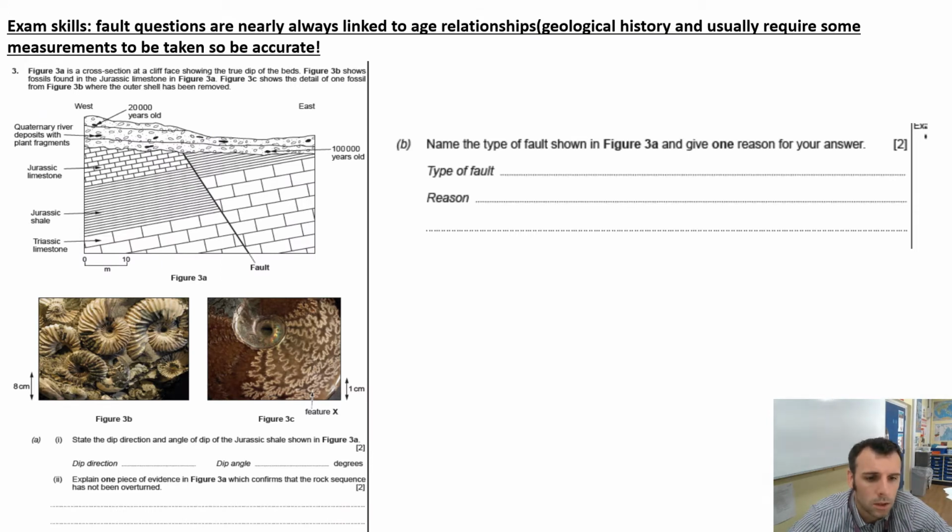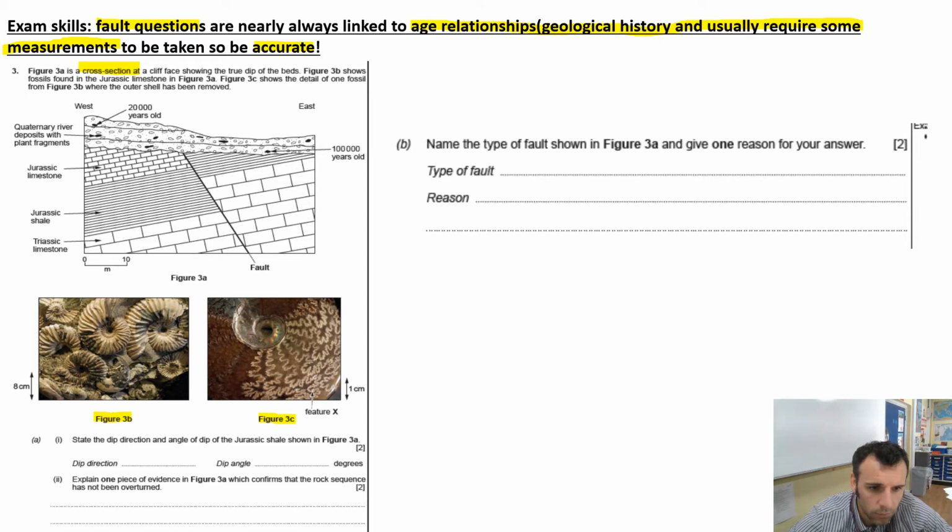Okay, so this section is all about exam skills, and you can see that fault questions are pretty much always related to some sort of relationship. So geological history, measurements that you might need to take, accuracy is going to be really, really important. With this particular sequence here, there's a cross section, so we know what point of view we're looking at. And we've got some other bits of info here. So clearly we've got it related to some fossils.